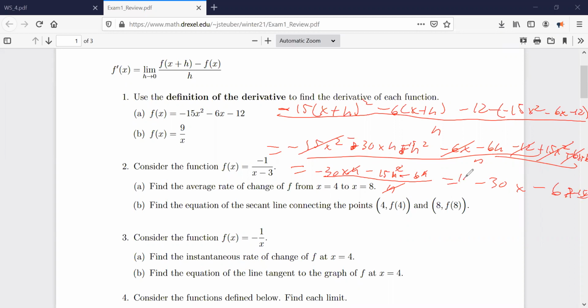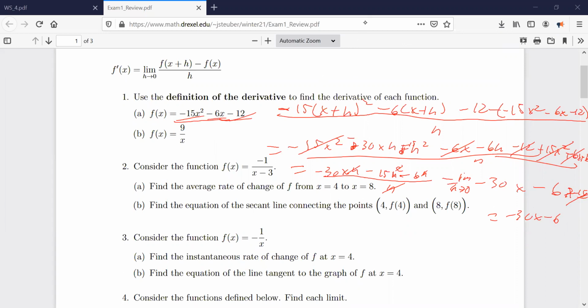But this whole time, I should have been writing limit as h goes to 0, and I wasn't for the sake of time, to cover as many of these questions as possible. So that 15h goes to 0. I'm just left with negative 30x minus 6. And if you were to do the power rule, that's exactly what you would find. This guy becomes negative 30x, this guy becomes just negative 6, and this guy disappears. Does that make sense to people? Do people follow that? Yeah.